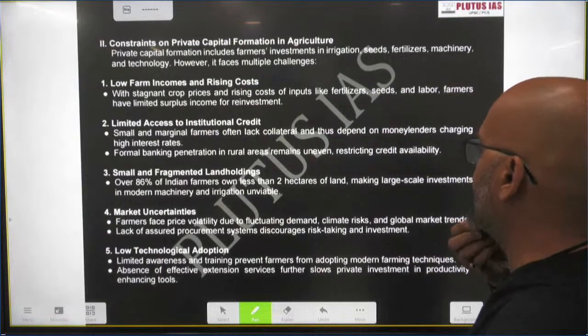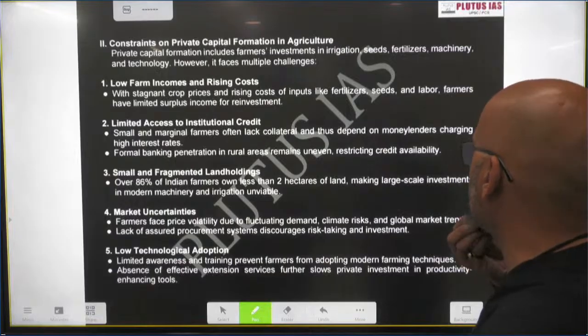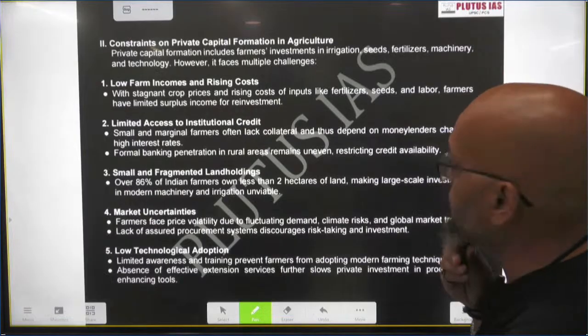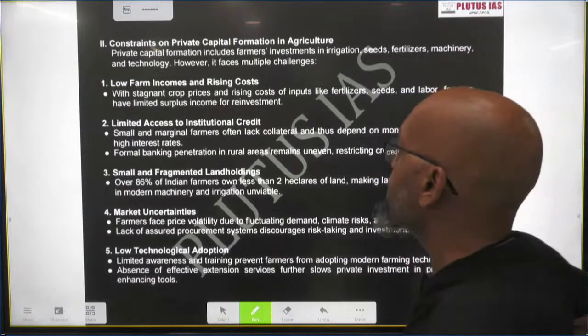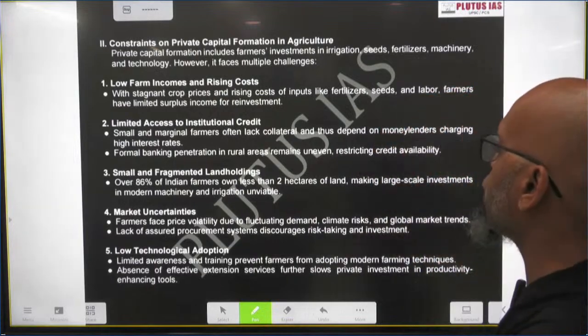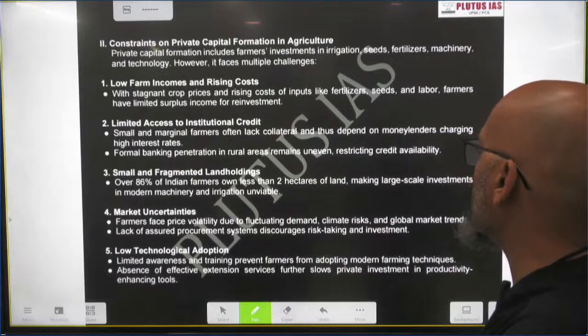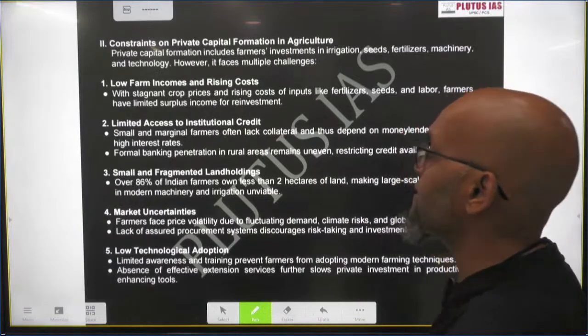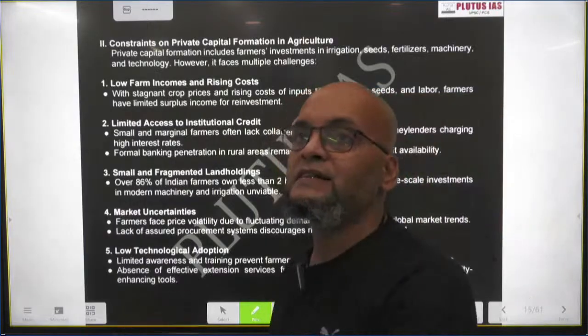Private capital formation includes farmers' investment in irrigation, seeds, fertilizers, machinery, and technology. However, it faces multiple challenges. First is low farm income and rising cost. With stagnant crop prices and rising cost of inputs like fertilizer, seed, labor, farmers have limited surplus. So when they have limited surplus, how can they invest?